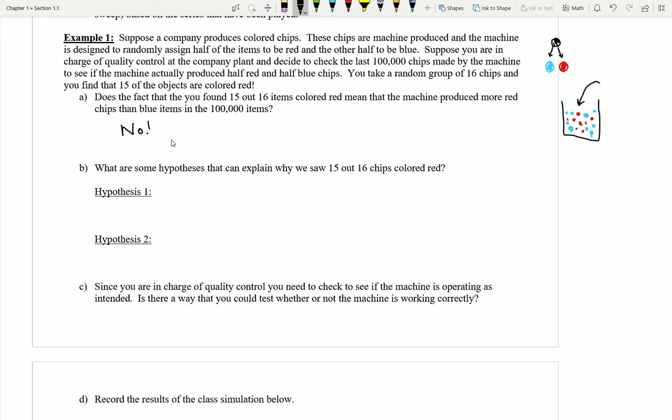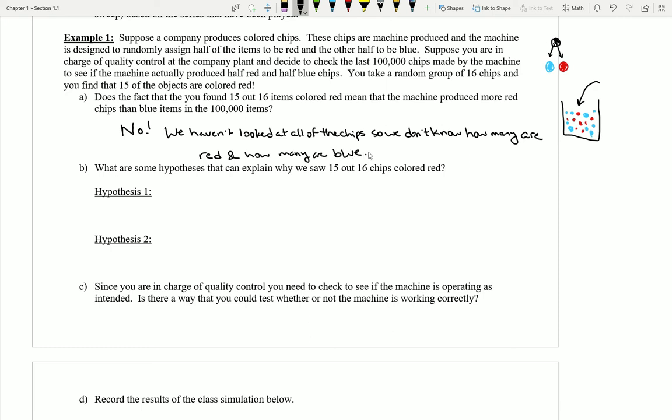It doesn't suggest that. It might suggest that. It's possible that there's more red chips in the bin. It's possible there's more blue chips in the bin. Did we look at all the chips yet? Not at all. So notice I can just quickly say here, we haven't looked at all of the chips, so we don't know how many are red, and how many are blue.